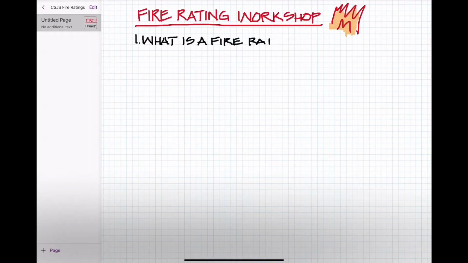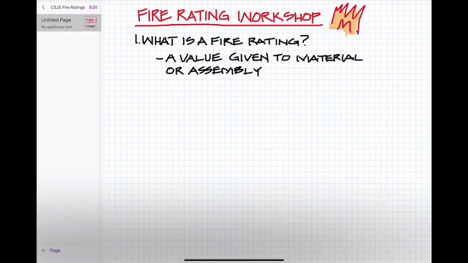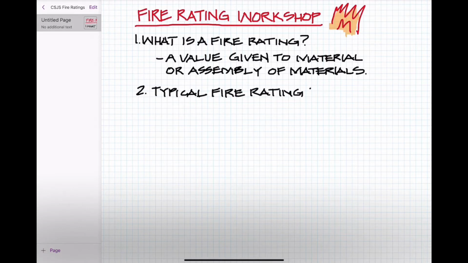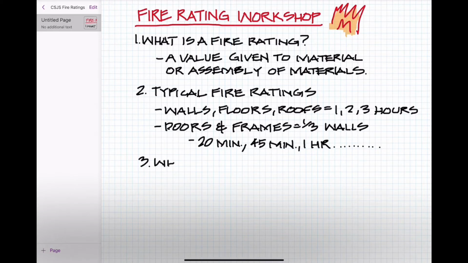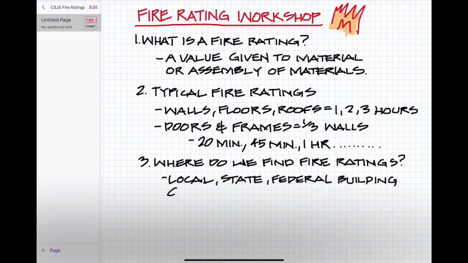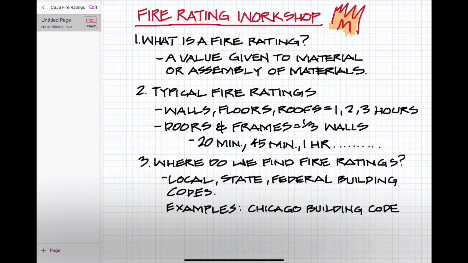Okay, so what is a fire rating? Basically, it's a value that's given to a material or an assembly of materials. And typically, the fire ratings for walls, floors, and roofs are like 1, 2, and 3 hours. And for doors and frames, it's usually a third of the walls, like 20 minutes or 45 minutes or 1 hour. And we'll find these fire ratings in the local, state, and federal building codes. And in this example, we're going to do the Chicago Building Code, but we can also find them in the International Building Code. All right, so let's take a look at the code.